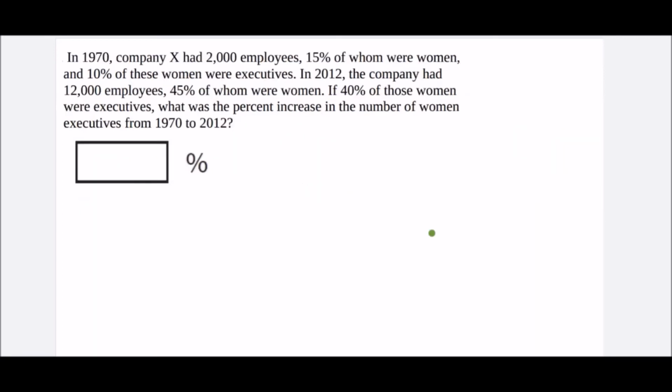Here is our next question. In 1970, company X had 2000 employees, 15% of whom were women, and 10% of these women are executives. So first we will finalize this sentence. In 1970, right, the women are 15% of 2000 employees.